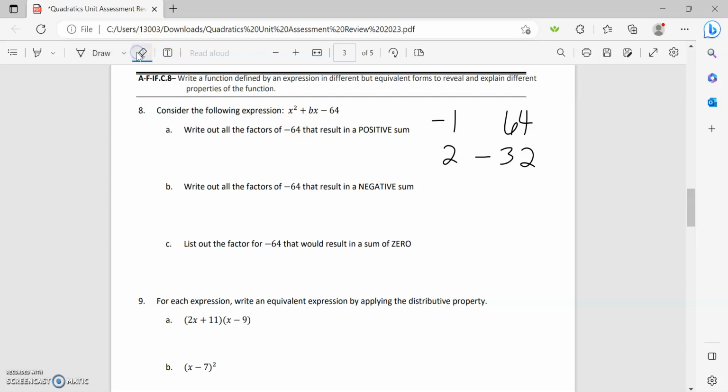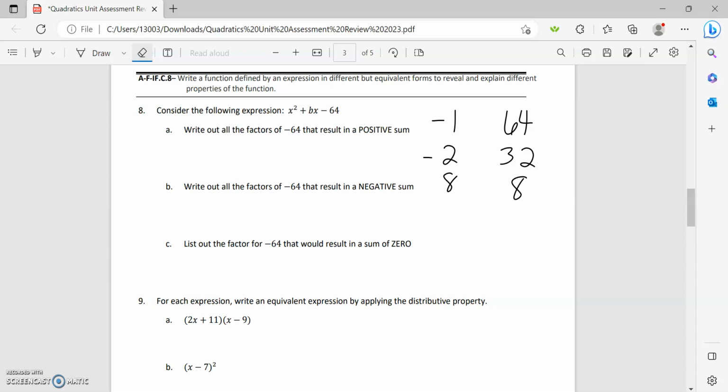But if I were to add them together, negative 32 plus 2 does not give me a positive sum. All right, so I need to make sure and put the negative over here. So when it asks you to do that, I could do 4 and 16, and 8 and 8 is another one, but I'd have to make one of them negative, right? So you keep going. Now, part B says we're still looking for negative 64, but we want a negative sum.